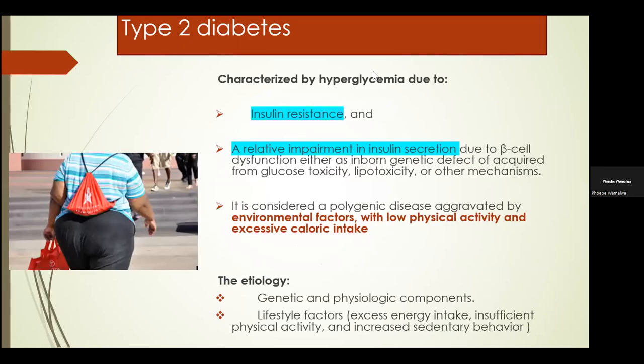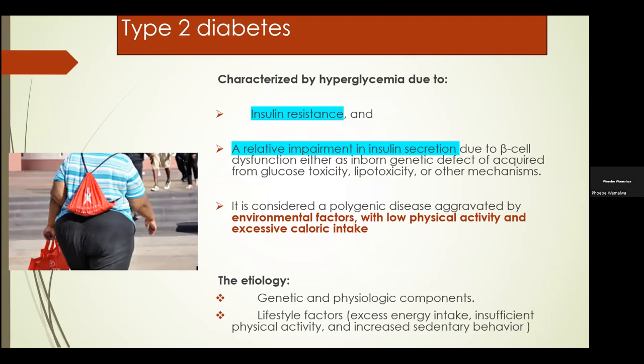So we briefly look at type 2 diabetes, but of course, this will be handled by my colleague in future. Type 2 diabetes is characterized by hyperglycemia due to insulin resistance and a relative impairment in insulin secretion due to beta cell dysfunction that could occur as a result of persistent hyperglycemia causing glucotoxicity or lipotoxicity or other mechanisms. And it's considered a polygenic disease that is aggravated by environmental factors with low physical activity and excessive caloric intake.